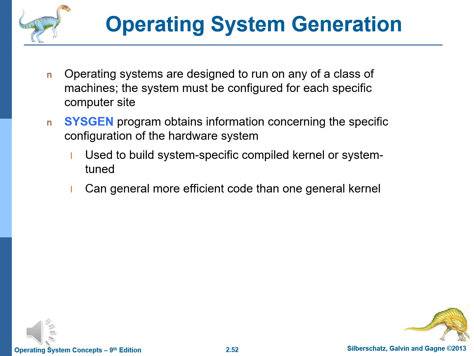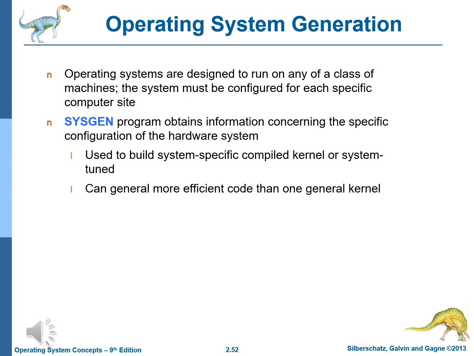Operating system generation. It is possible to design, code, and implement an operating system specifically for one machine at one site. More commonly, however, operating systems are designed to run on any of a class of machines at a variety of sites with a variety of peripheral configurations. The system must then be configured or generated for each specific computer site, a process sometimes known as system generation, SYSGEN.